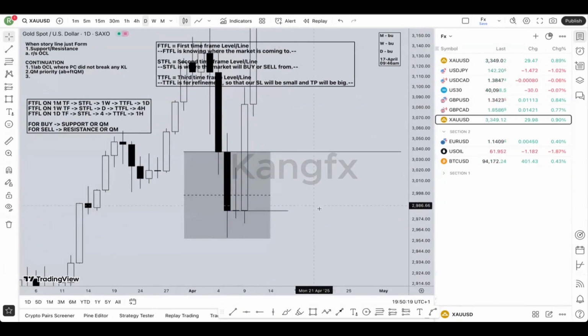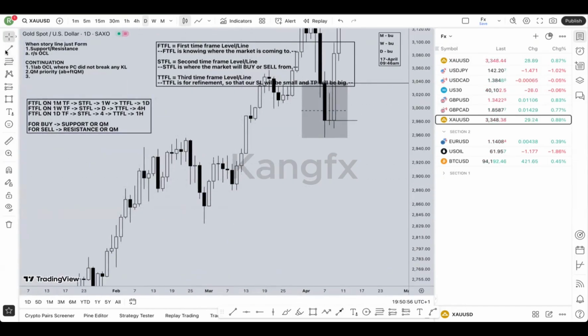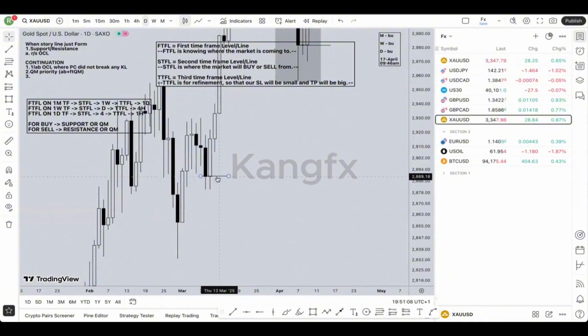When we go to TTFL, there are three things we look for. On STFL, we look for only two, which is support, resistance, and QM; support and resistance are the same thing, QM. Then on TTFL, we look for only three things. If this was the area where I want to take my trade, let's say the market storyline is set and we're waiting for a pullback or retracement into our support. After marking my support, this is going to be my FTFL.